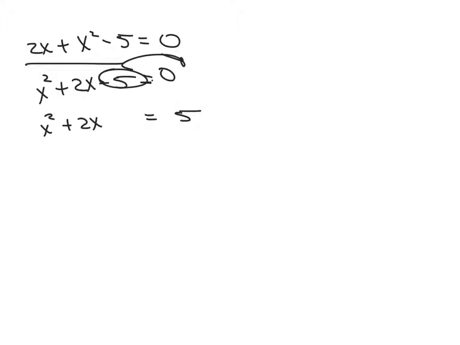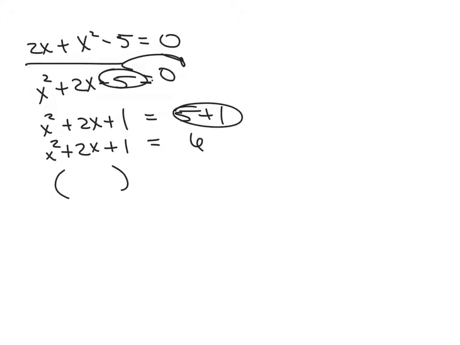Now we take half of this and square it. So what is half of 2? Half of 2 is 1. Square of 1 is 1. This will always be a plus. And we also add 1 to this side. So then this becomes 6. So we have x squared plus 2x plus 1 equals 6.